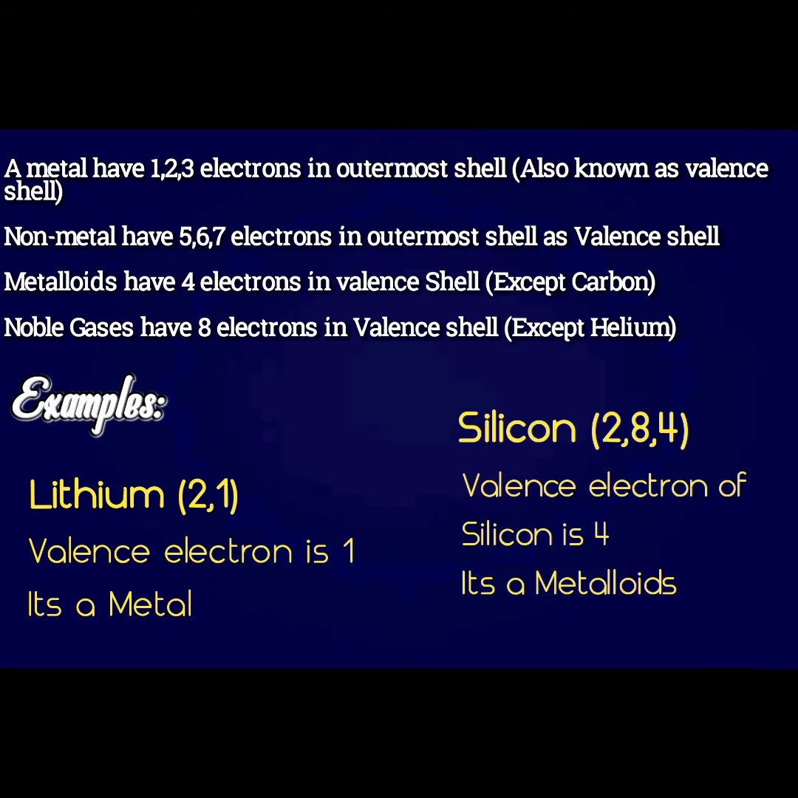For example, in the first shell of lithium there are 2 electrons, but in the second shell it has 1 electron. This means the outermost shell has 1 electron, so the valence electron is 1 and lithium is a metal. Silicon has 2 electrons in the first shell, 8 electrons in the second shell, and 4 electrons in the third shell as the outermost shell, which means the valence electron of silicon is 4 and it's a metalloid.